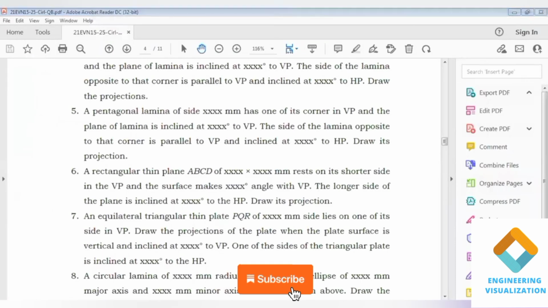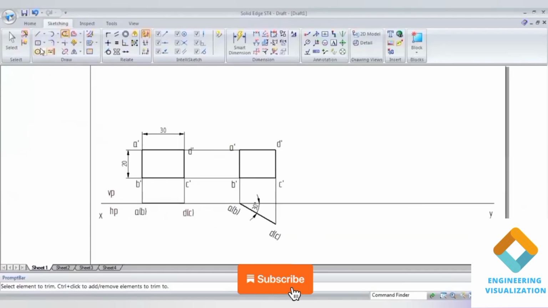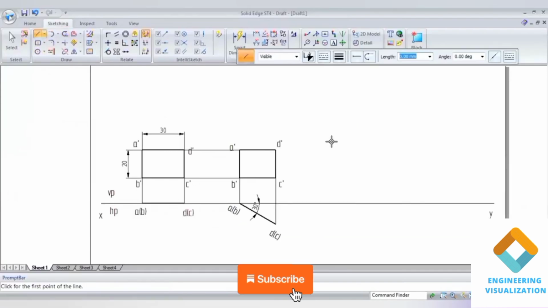That means we should take that longer edge and give the angle of inclination here. First I'll draw an angle line. Angle of inclination here I'll give 45 degrees.